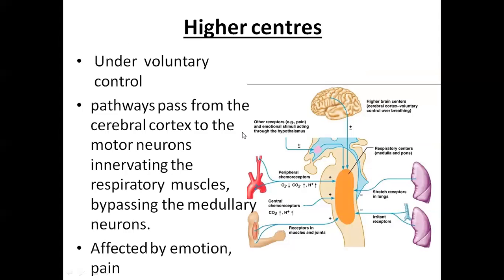Next, the higher centers are the voluntary centers, voluntary control. This voluntary control center is present in the cerebral hemispheres. So they are under the control of our will. The pathways from the cerebral cortex will be passed to the respiratory muscles through the medullary neurons. The neurons coming from this voluntary respiratory center will pass through the ventral respiratory group and dorsal respiratory group. And these centers are affected by emotions and pain situations.